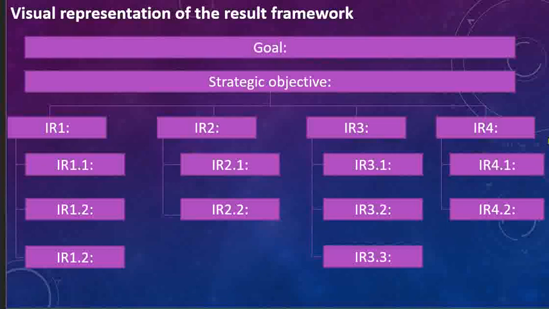Under each intermediate result, you are going to have sub-intermediate results or subordinate intermediate results, which can be, for example, for intermediate result 1, intermediate result 1.1, intermediate result 1.2, intermediate result 1.3, right? All these arrows. So what we mean here is intermediate result 1.1 means subordinate of intermediate result 1. All right.